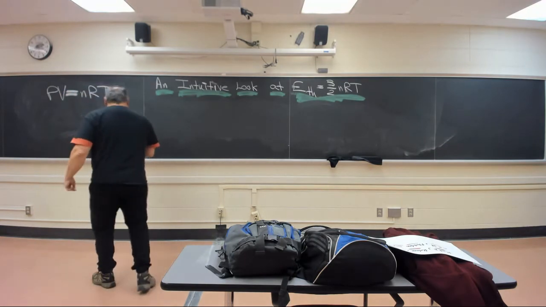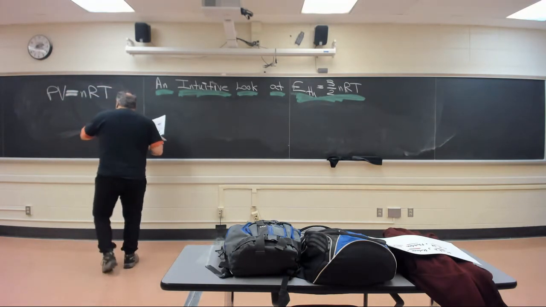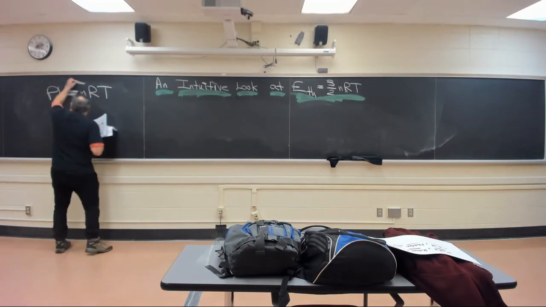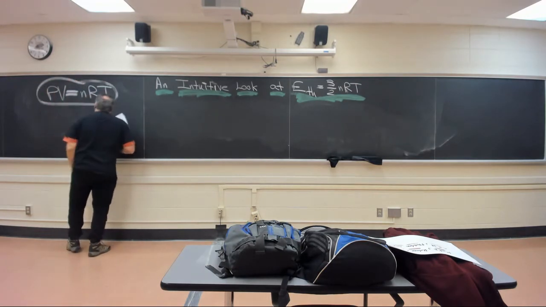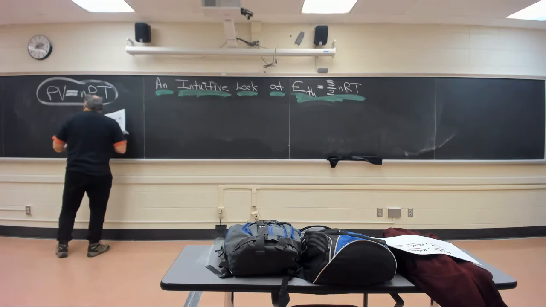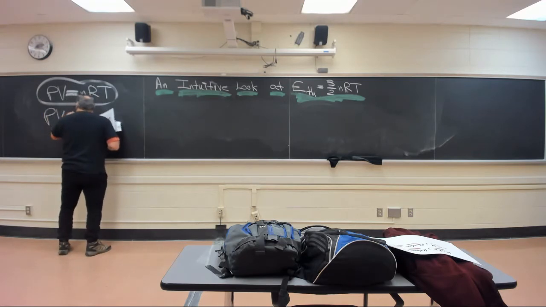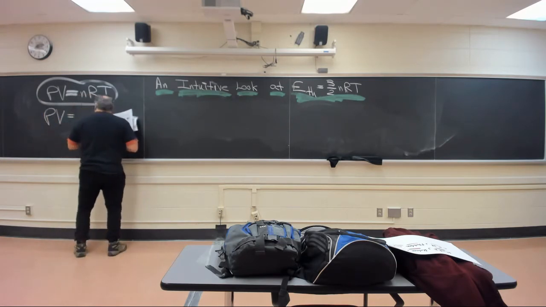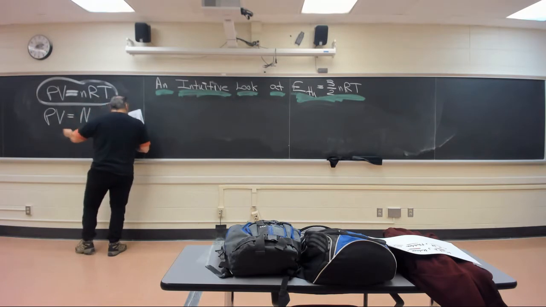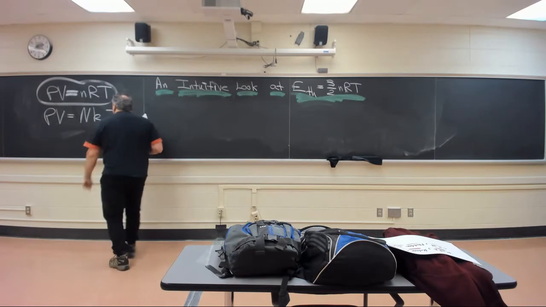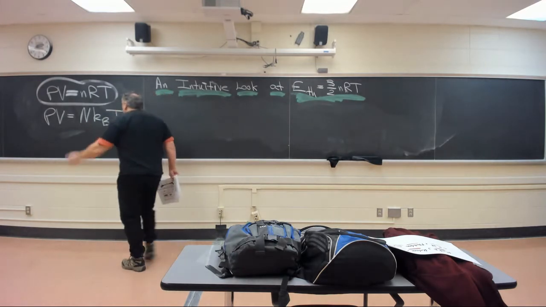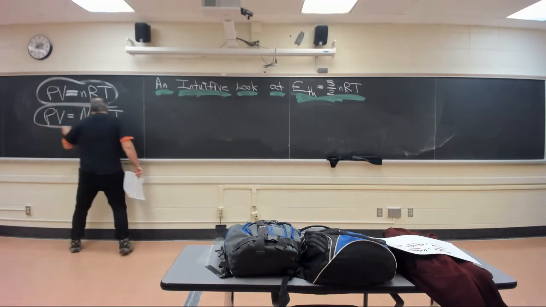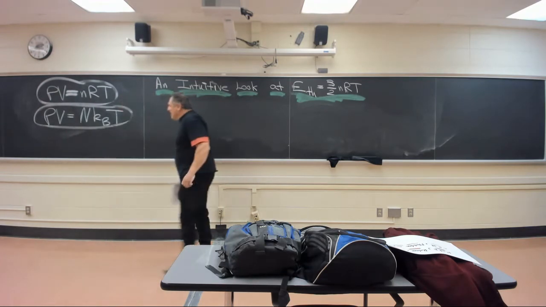PV equals nRT, and we've already talked about that when we talked about the ideal gas law. And this is something when we're talking about moles. If you want to expand this and talk about the actual number of particles that are moving, you could write it like this. So one's born of the other. They both mean the same thing.